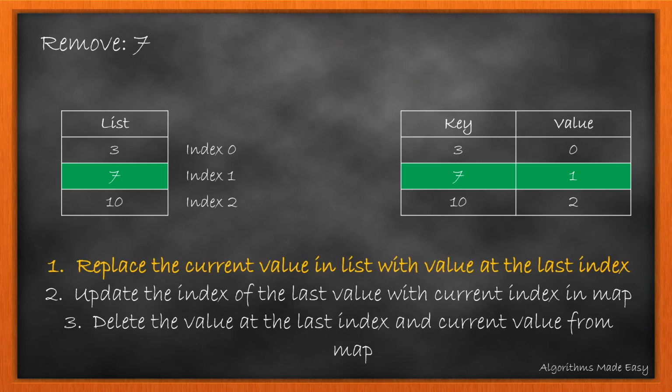We will first replace the value in the list with the value at the last index. Now we will update the index of the last value with the current index in the map. In this case, we update the value of 10 in the map to 1. Now all we need to do is delete the current element from the map and the last element from the list.